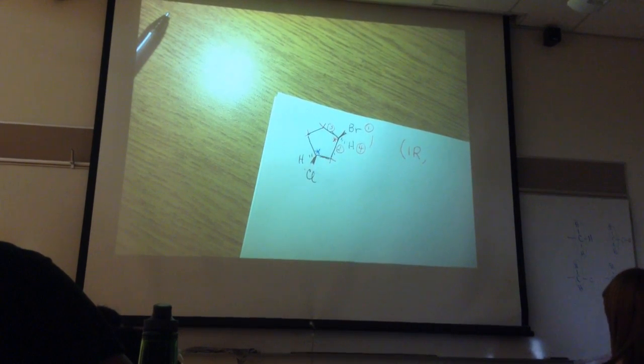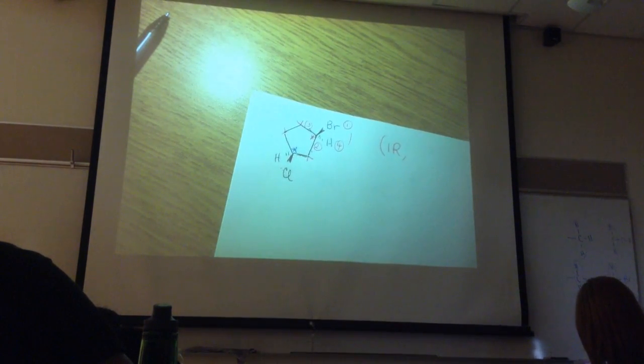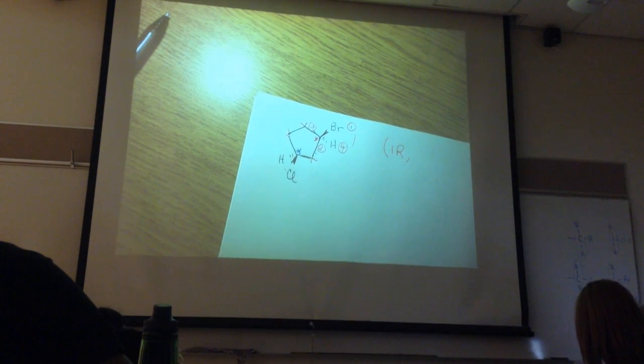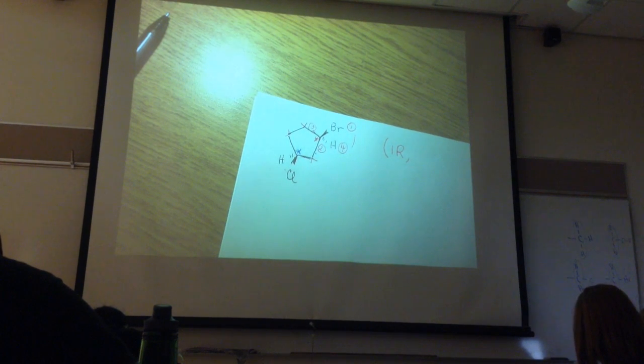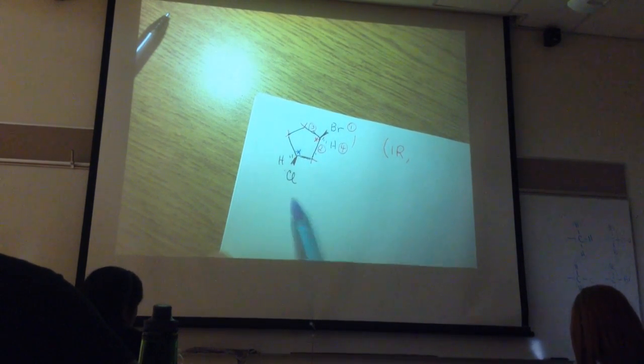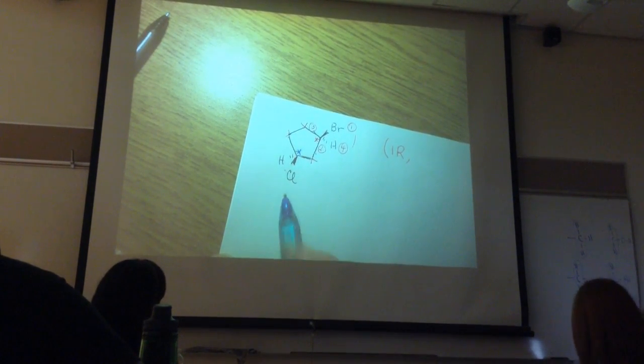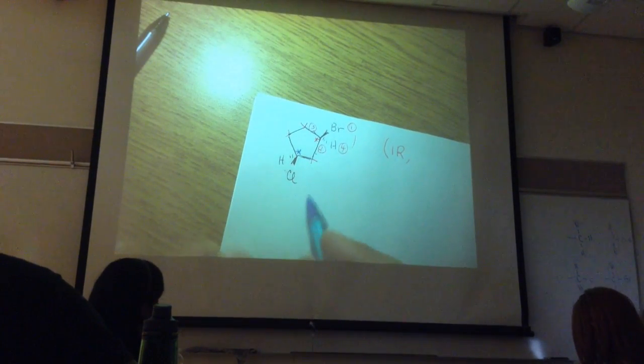You have to do both. If you have 2 chiral centers, you have to do both. So does anybody know what this one is going to be? Is everybody seeing S?